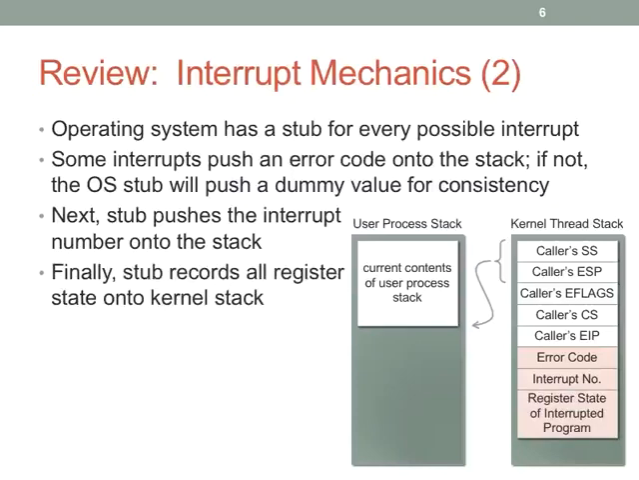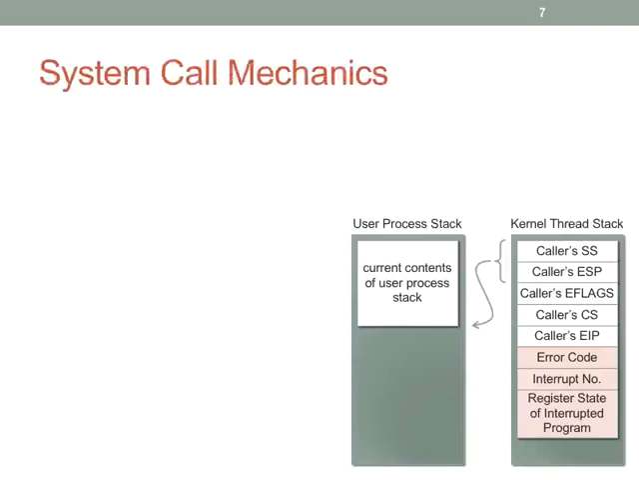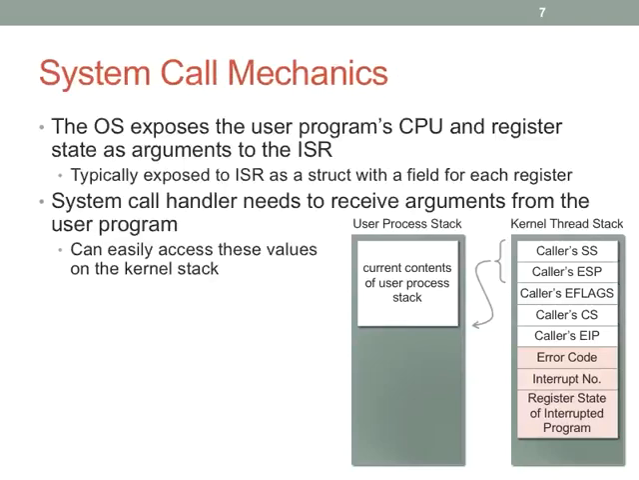Then the register state is stored onto the kernel stack. So that was the user program's registers, and now we can do whatever we want without worrying about disrupting the user program. Okay, so this was all the stuff we talked about in Lecture 9. Now let's start looking at the system call details.